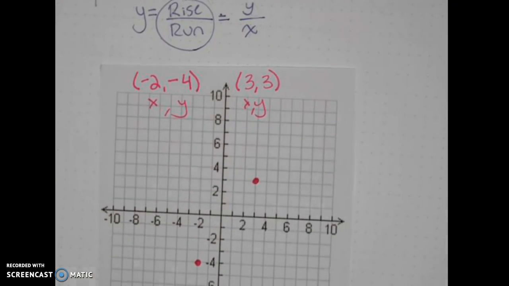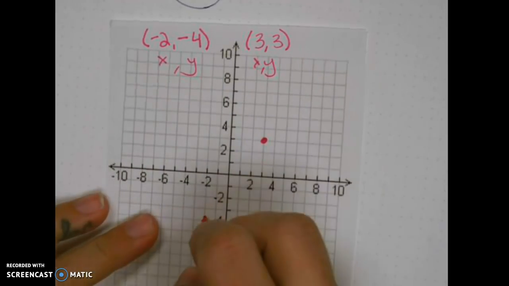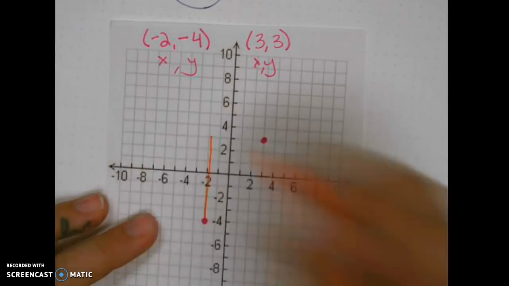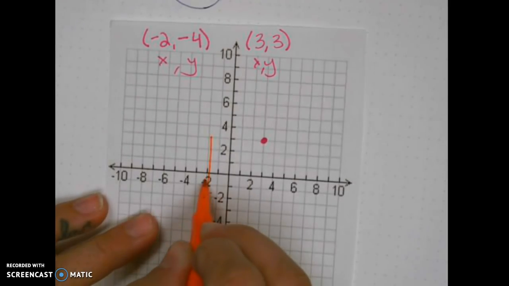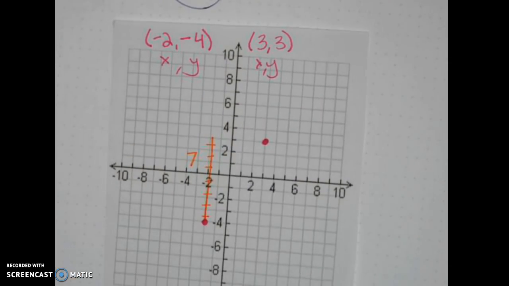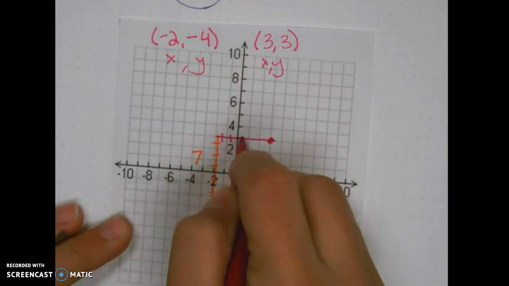Now, here's one way that you can do it. You can draw the line first, or you can draw it last. I'm going to draw the line last, just to be sure. So I'm going to rise from point -2, -4, all the way up into 3. Well, let's see. 1, 2, 3, 4, 5, 6, 7. I am going to run across, all the way to that point, which is 1, 2, 3, 4, 5.